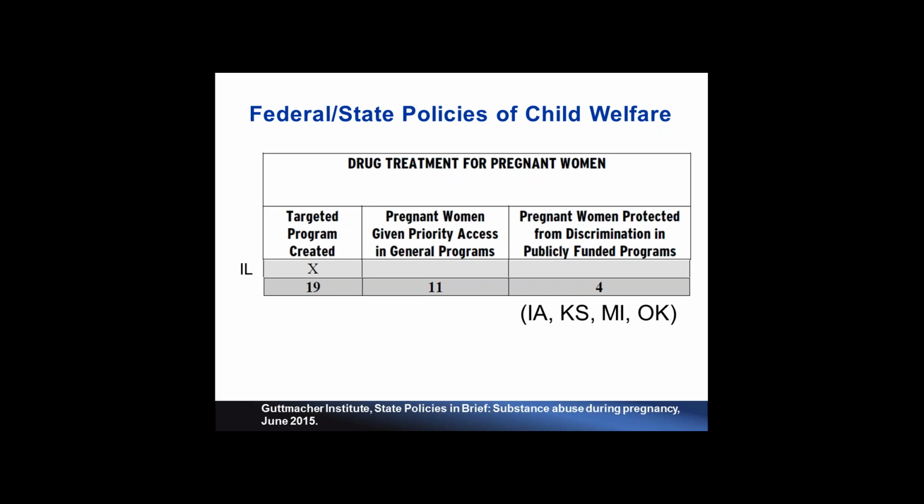And states may arrange different approaches to treat those pregnant women, besides having targeted programs created, such as pregnant women being given priority access to general programs, or pregnant women being protected from discrimination in publicly funded programs. So as you can imagine, under such a legal system, drug tests can play a key role for the authorities to decide the best arrangement available for both the mothers and the babies. So keep that in mind.